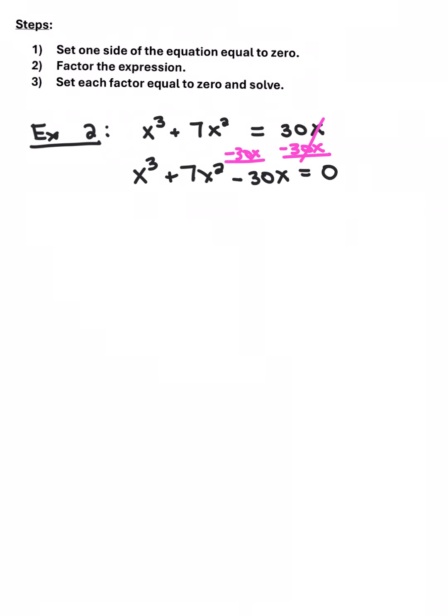Okay? And you don't have to write what I'm writing in pink. Okay, so now we're on to step 2. Step 2 is to factor the expression. So we're factoring this expression on the left side of our equation. All right, so again, our first step is to factor out a greatest common factor. Okay, so let's do it.